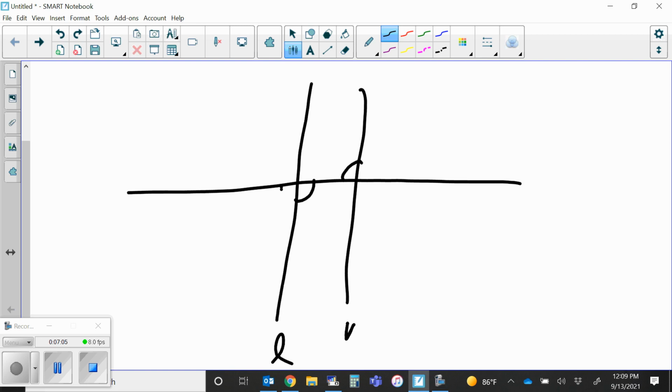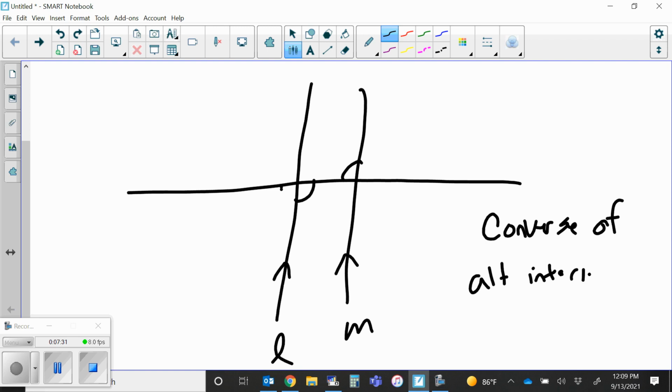What can you tell me about line L and line M? What can you tell me about the two lines? They are parallel. Why can you tell me they are parallel? The converse of what? Nope. Alternate interior angles. You have to say the full thing. You can't leave off any words, guys. It's not the converse of interior angles. There's no such thing as that theorem. Converse of alternate interior angles.